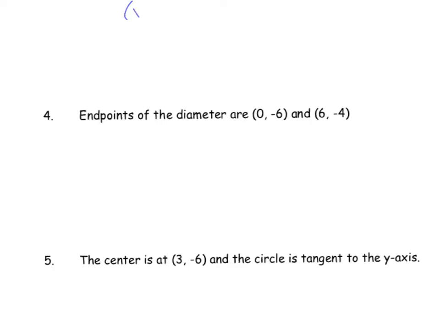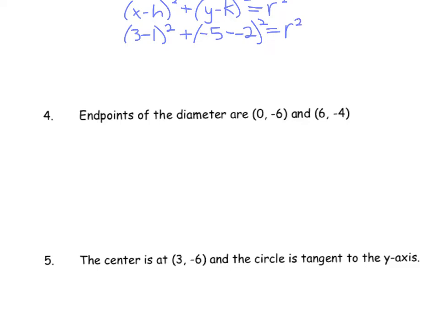So now all I'm going to do is plug into the formula that is just your generic circle formula. And the one and only thing I'm not going to know here is r squared. So when I plug in x, it's 3 minus h, which is 1. Square that, plus, and then y is negative 5 minus negative 2, square that. And this is going to equal r squared.